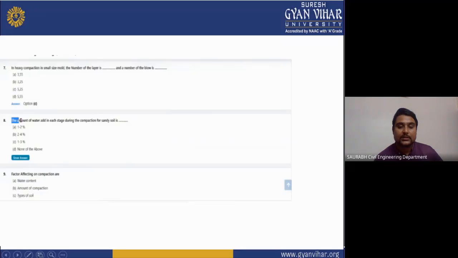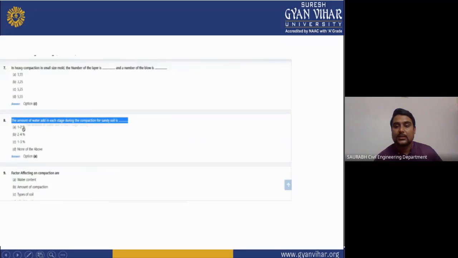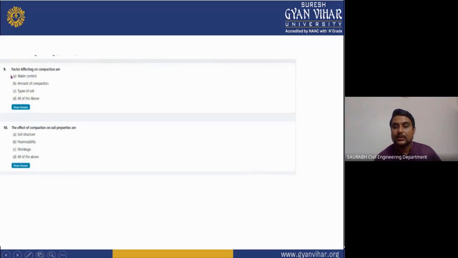Next question: the amount of water added in each stage during the compaction of a sandy soil is. Means how much water you will add during the compaction of sandy soil. So here we will add water 1 to 2%. Your full sentence will become: the amount of water added in each stage during the compaction for sandy soil is 1 to 2%. Here the right answer will be A.